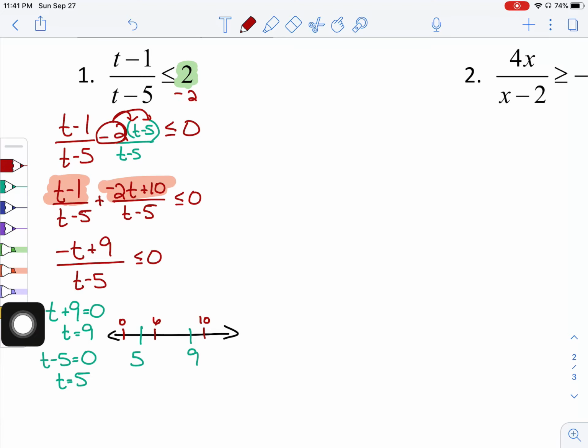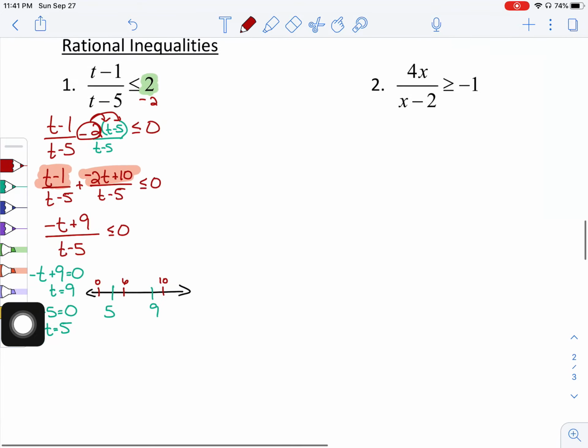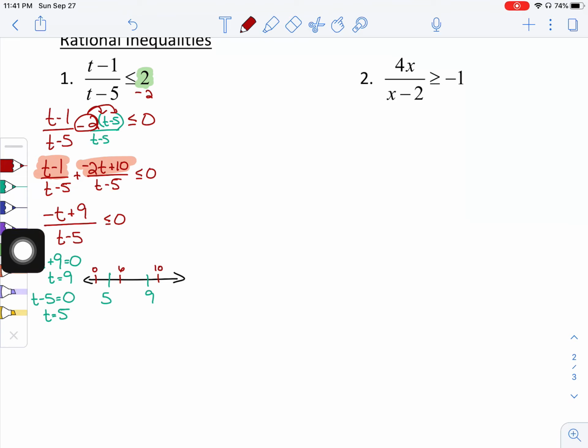All right. Let's see how much space I have here. I got plenty of space. Awesome. So if I'm going to test 0, that test goes all the way back to the original. So we would have 0 minus 1 over 0 minus 5 is less than or equal to 2. So let's see, this left side turns into 1/5 is less than 2. Sure enough, 1/5 is less than 2. So that means I'm going to shade all those values less than 5.